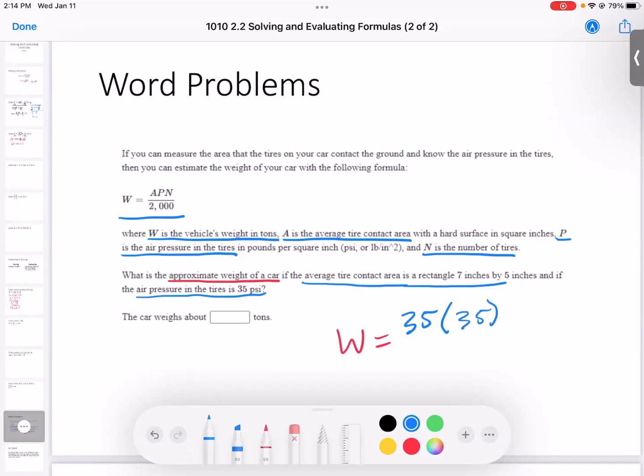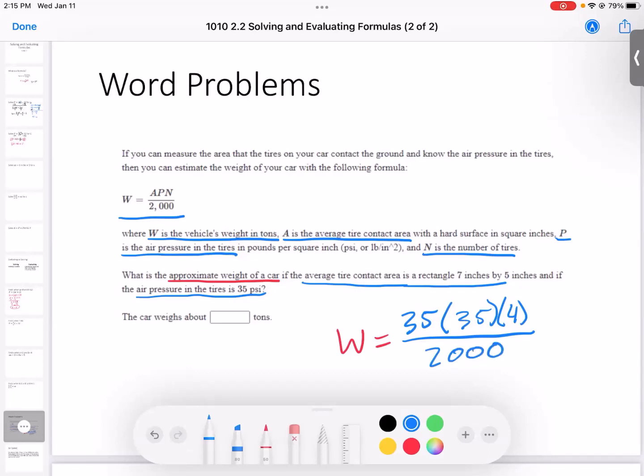And then what does N represent? Number of tires. Now, they didn't tell me what the number of tires on the car was, but how many tires do cars usually have? 4. So that's a piece of information that you just kind of need to know, but hopefully everyone knows that cars have 4 tires. I know trucks sometimes have more than that, but cars usually just have 4. And then we divide by 2,000 because that's the formula here.